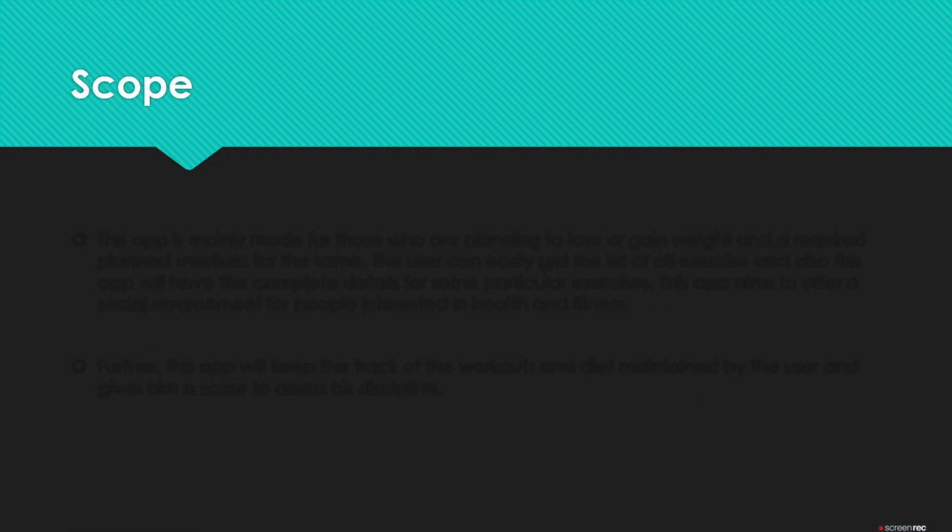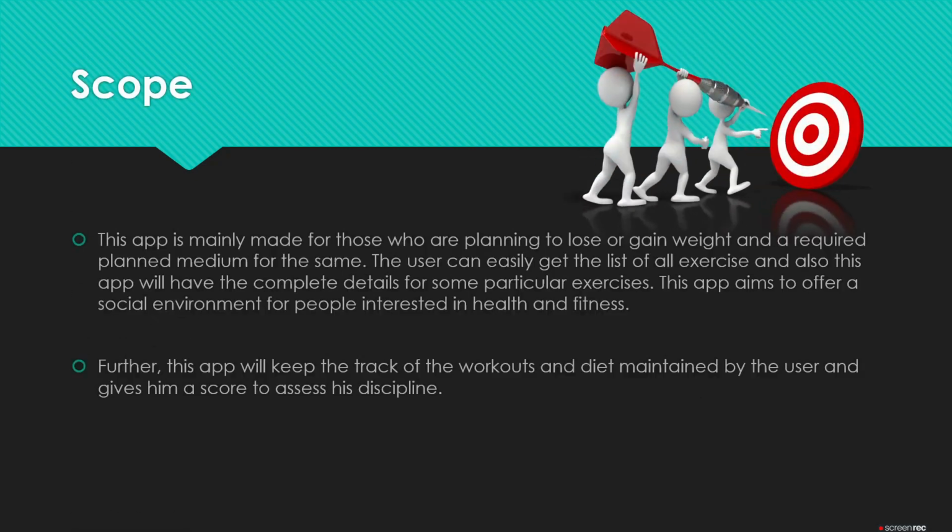Now, let's see the scope of this project. This app is mainly made for those who plan to lose or gain weight and require a planned medium for the same. The user can easily get the list of all exercises, and also this app will have the complete details for some particular exercises. This app aims to offer a social environment for the people interested in health and fitness. Further, this app will keep track of the workouts and the diets maintained by the user and give them a score to assess his discipline.